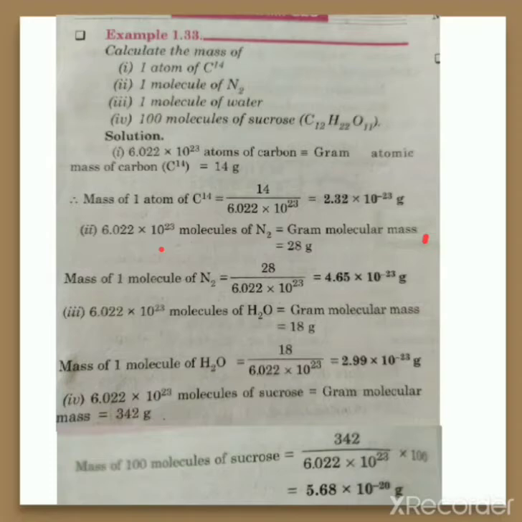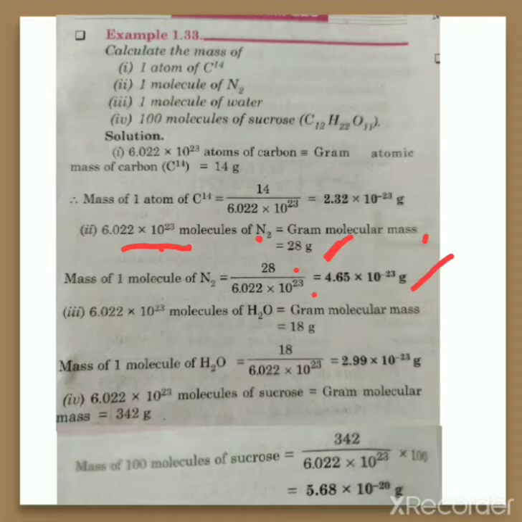What is the gram molecular mass of nitrogen molecule? That is 28 gram. How did you get 28 gram? Because the atomic mass for nitrogen is 14, and N2 means 2 nitrogen atoms. So the mass of one nitrogen is 14, the other nitrogen 14. So the mass becomes 14 plus 14, 28. So the gram molecular mass for N2 is 28 grams. So the mass of this much number of particles is 28 gram. So what will be the mass of one molecule of nitrogen? That is 28 divided by this. So we'll get the value 4.65 into 10 raised to power minus 23 gram.